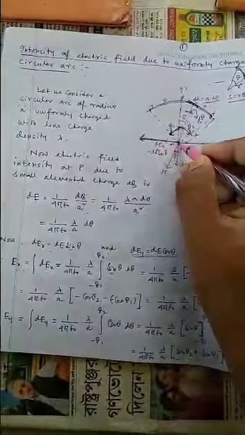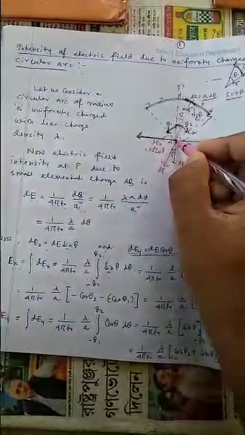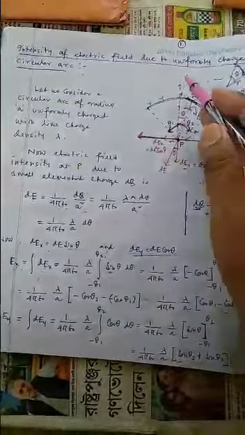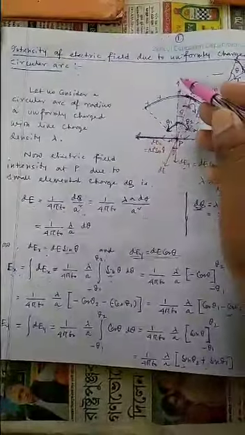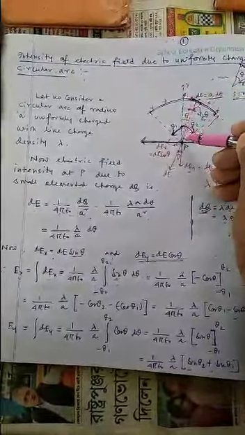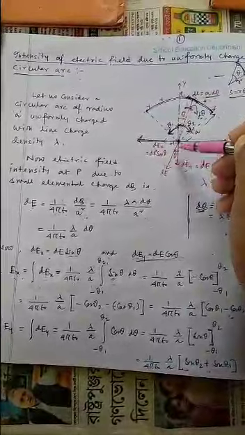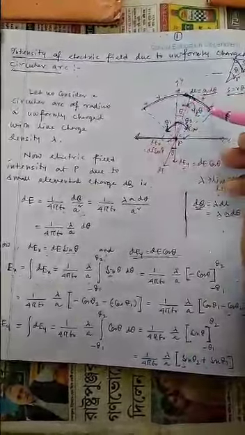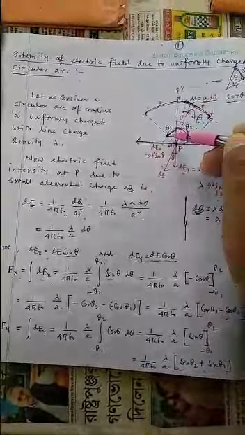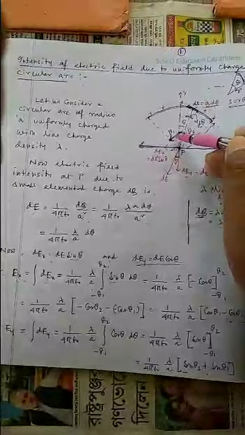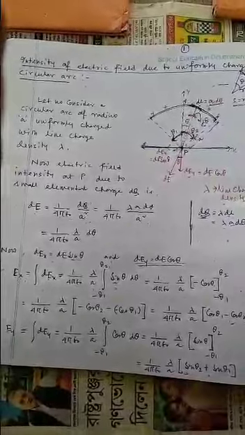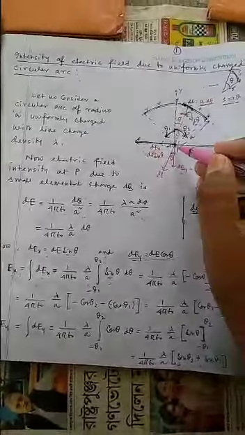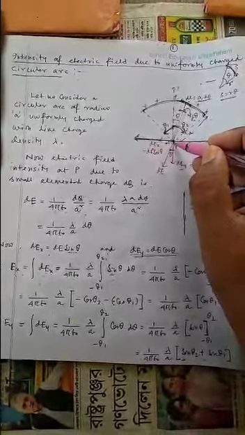The center of the circular arc coincides with the origin of the Cartesian coordinate, and if we consider the y-axis as the reference line, the terminals of the arc make angles theta 1 and theta 2. At the point P, we want to find out the intensity of electric field.